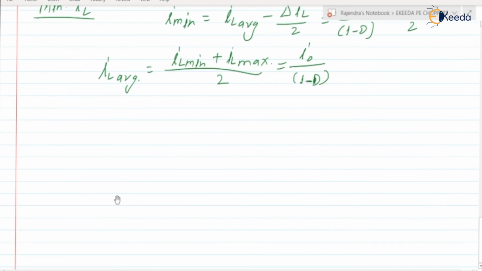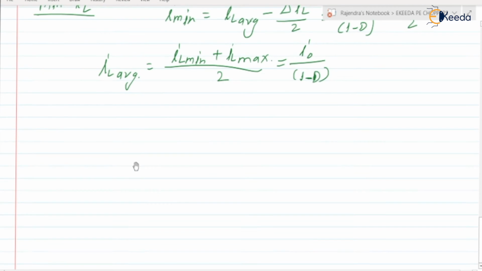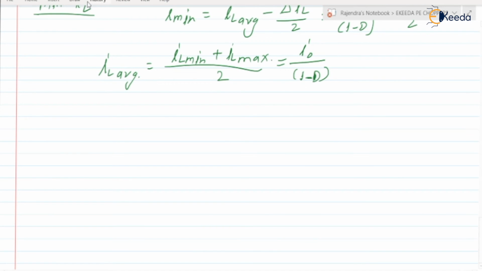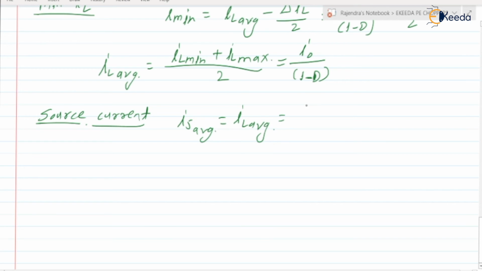Next, can we write the expression for IS? IS is the source current. IS is the same as IL, because when the switch is in the on state, IS is equal to IL. When the switch is in the off state, at that time also IS is equal to IL. So IS average is equal to IL average, which is I0 upon 1 minus d.